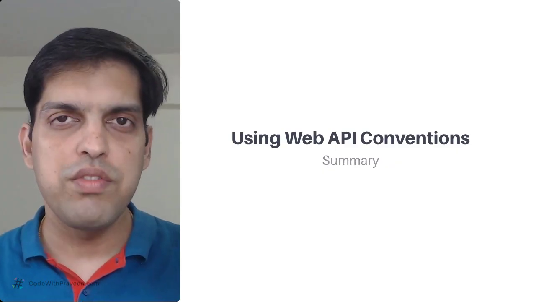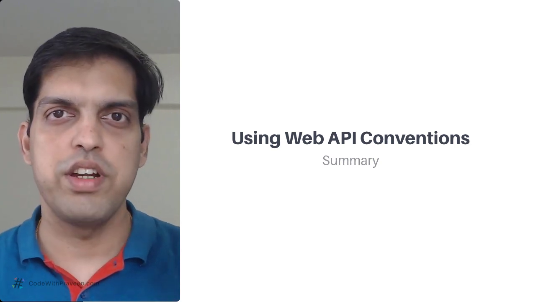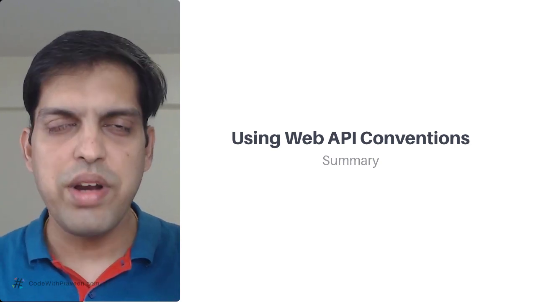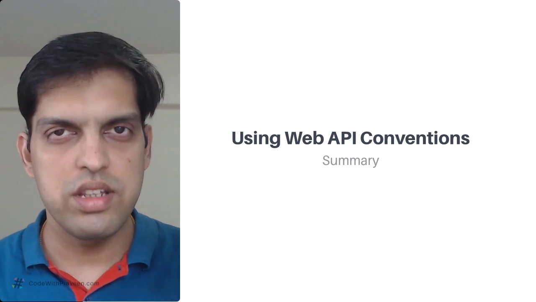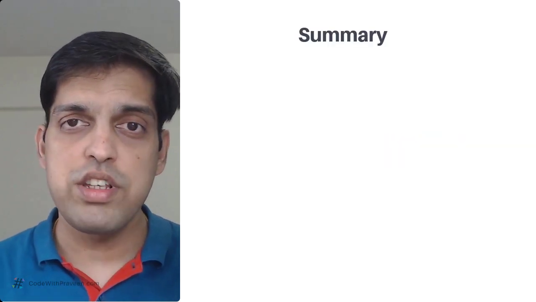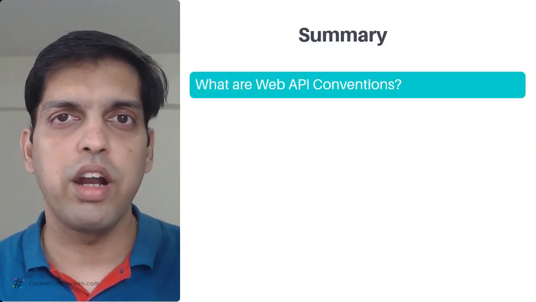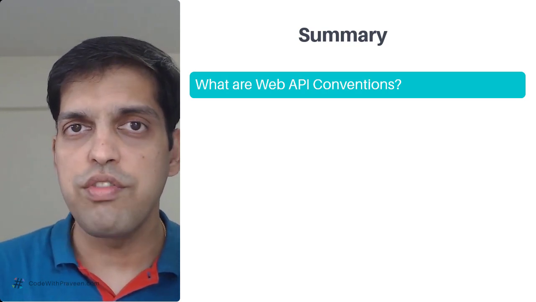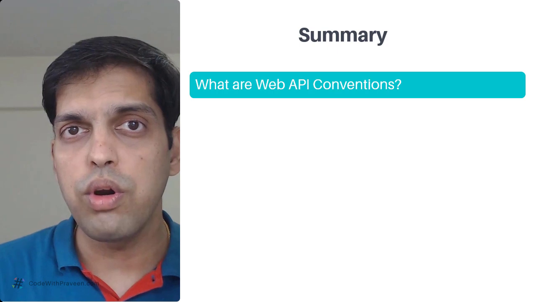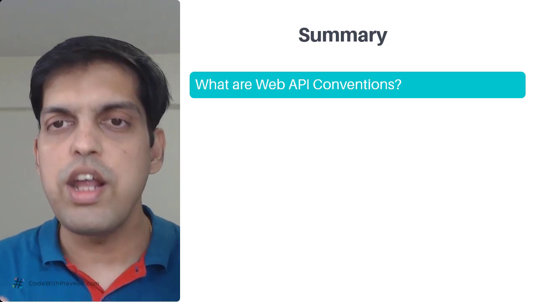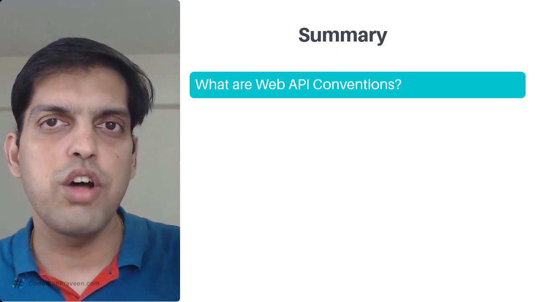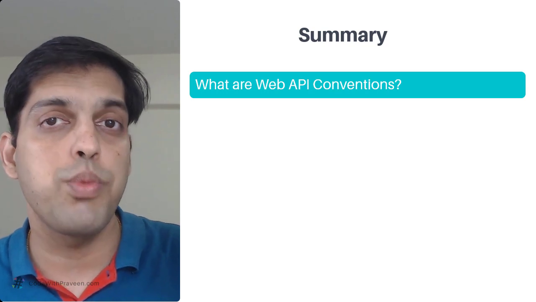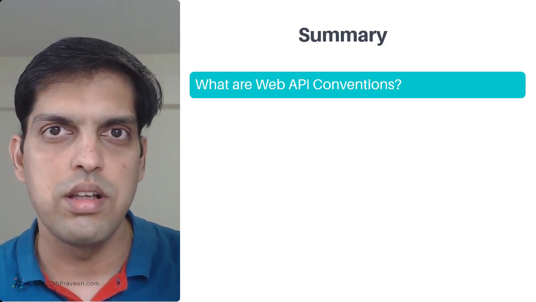We have come to the end of this section using Web API conventions. Let us summarize some of the key concepts you had learned in this section. First, you looked at what are Web API conventions. These API conventions refers to the set of technologies available with .NET Core Web API projects, wherein you can automate the generation of document for producers response types for action methods.